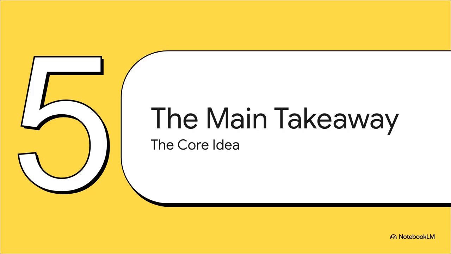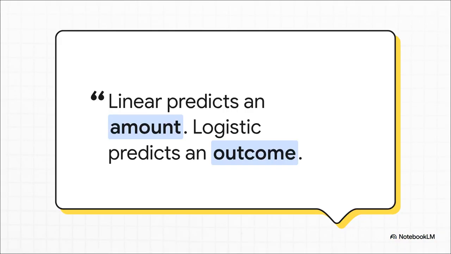All right, so after all that, what's the one thing, the main takeaway you should really lock in? If you only remember one thing from all of this, please make it this. Just remember this one sentence. Linear predicts an amount, logistic predicts an outcome. That's it. One gives you a number on a scale, the other gives you a choice. And once you really get that simple difference, you'll start to see just how much of our world, our digital world, is built on the simple but powerful act of predicting yes or no.